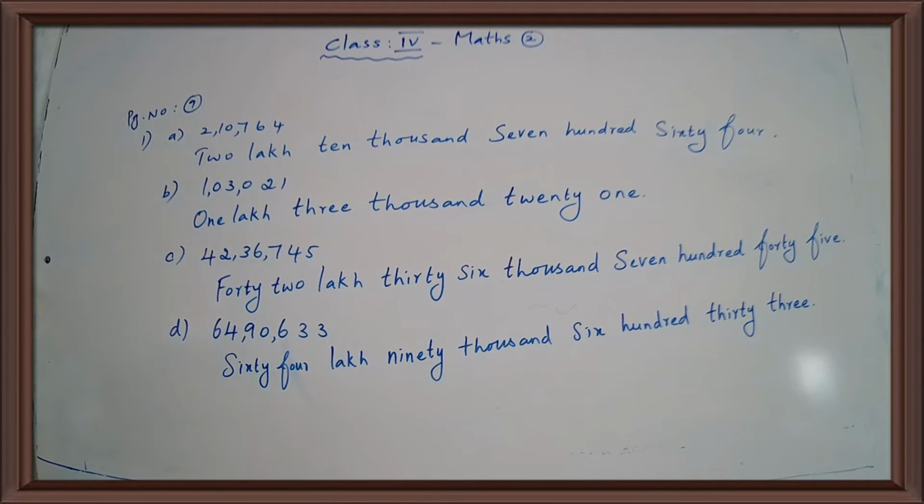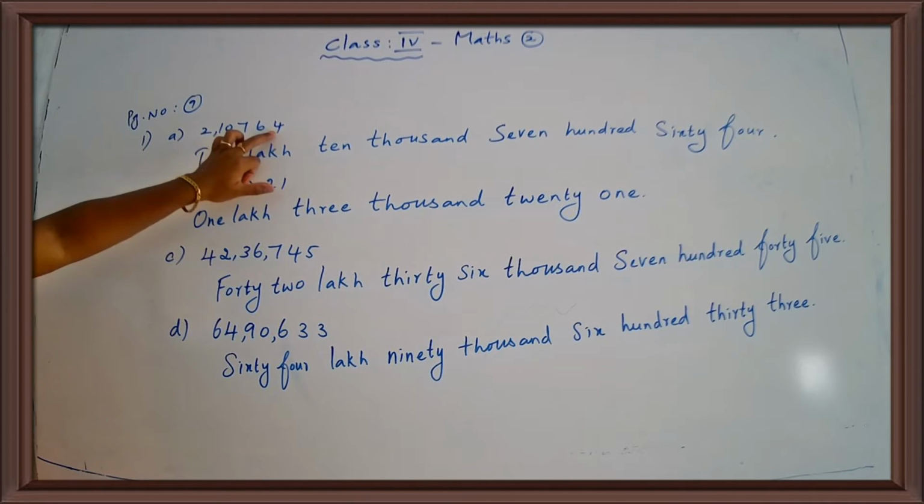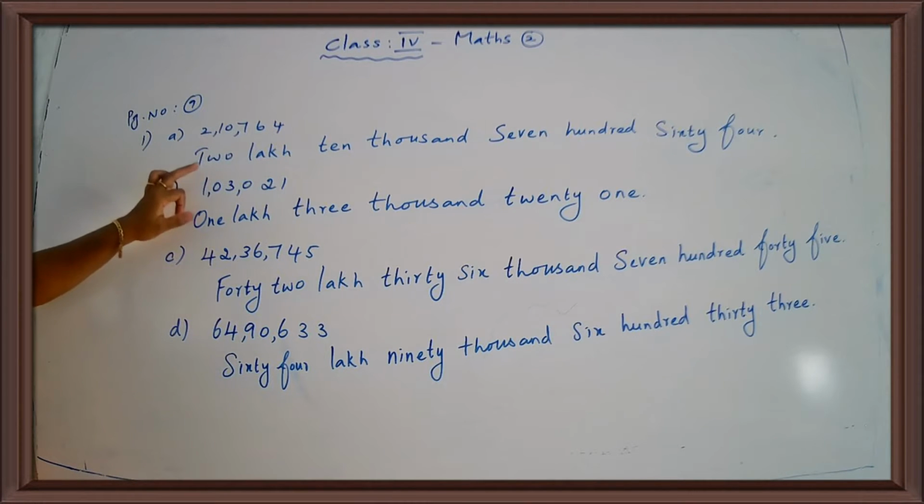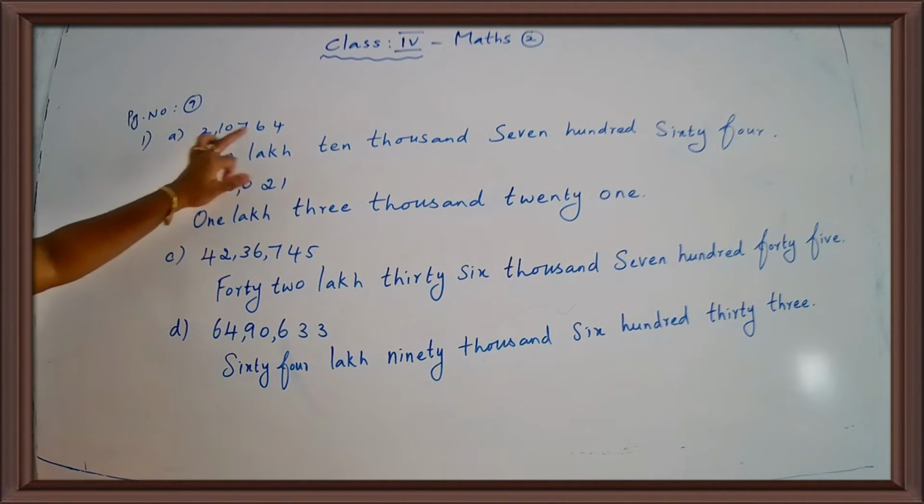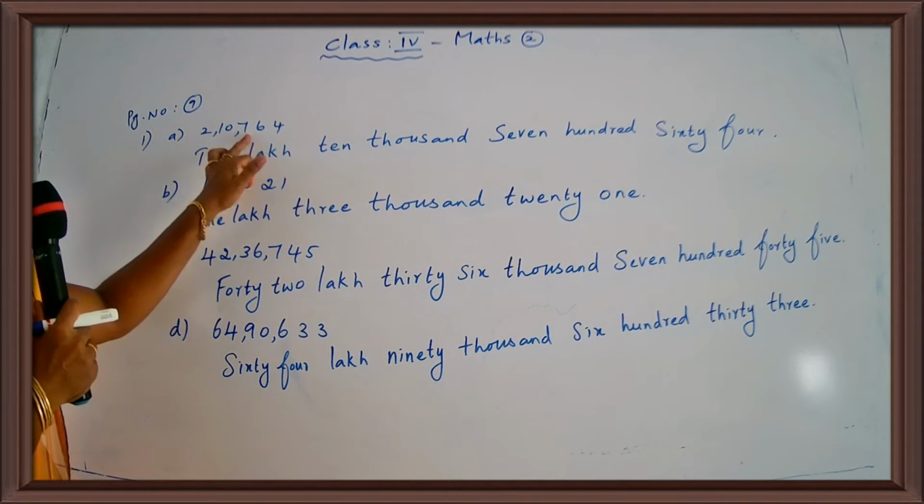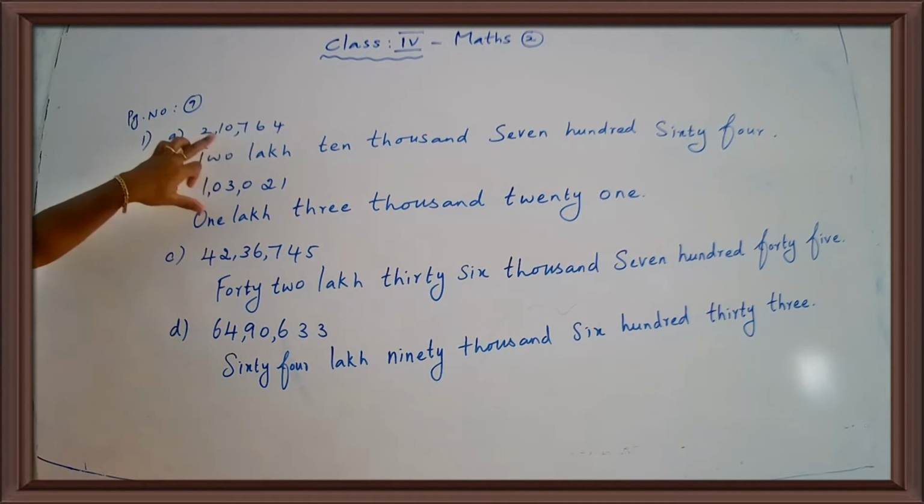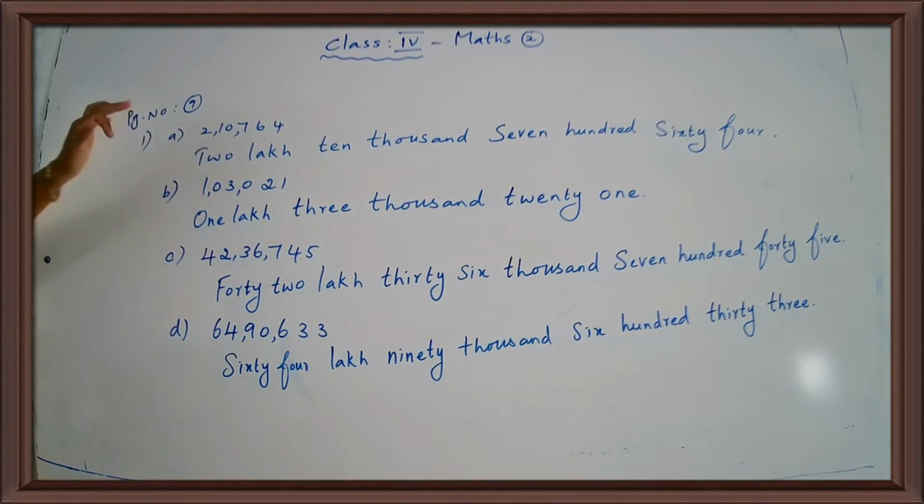Yes. So your number is 2,10,764. Okay. Okay children, suppose your homework sums have any mistakes, then you correct it. Please correct any mistakes in your sums.